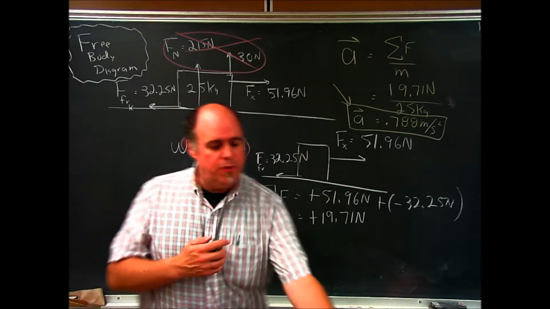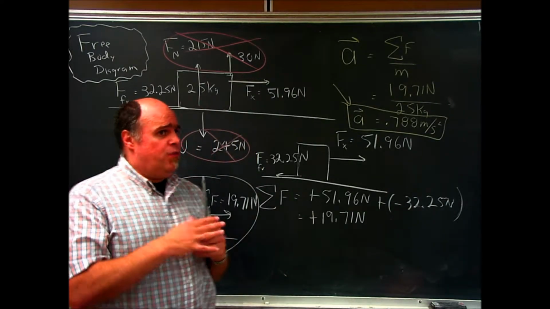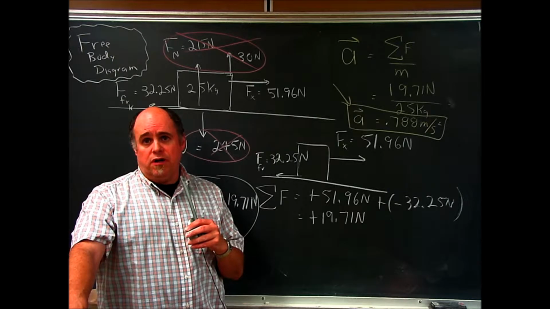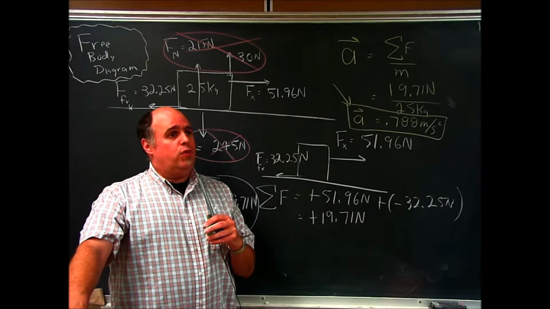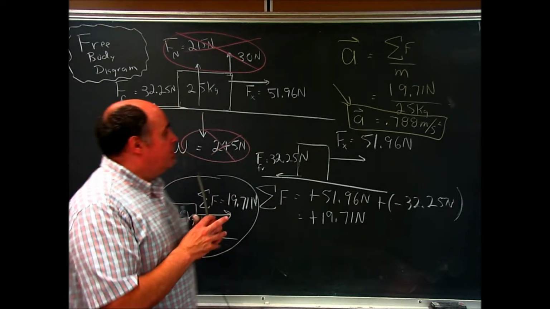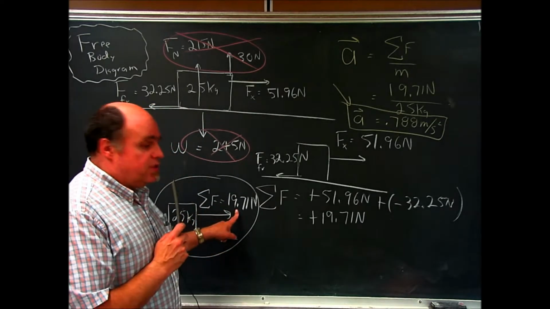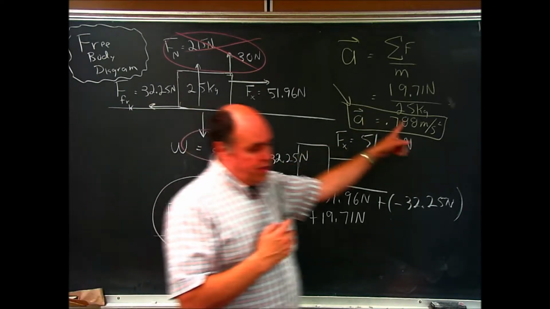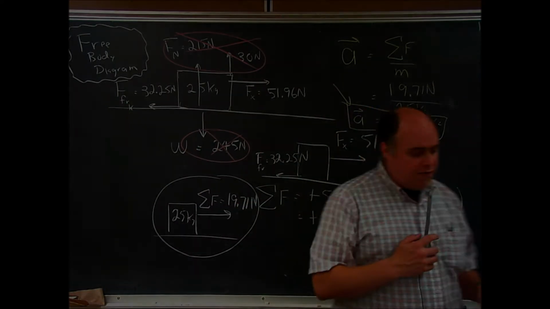Okay. So we were given a problem with an applied force pulling an object along a certain angle, and we broke everything down to the x and y components, and we canceled out when we could, and we simplified where we could, and we came up with one force, the net force, acting with the mass, and we came up with an acceleration of 0.788.